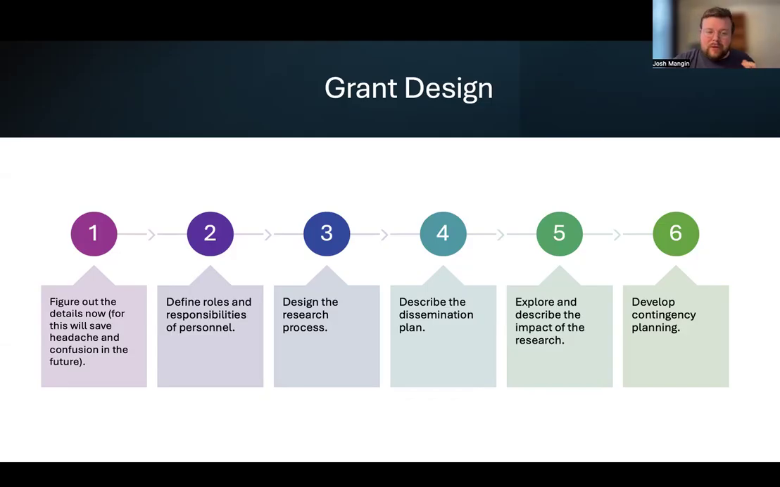And then, so really, plan out how are we going to collect the data? Where is the data going to be stored and managed? How are we going to analyze the data? How are we going to share the data? Who owns the data? Again, all of this is important discussions to have. Related to that, too, as I kind of skipped ahead, but you really want to talk about exploring and describing the impact of the research.